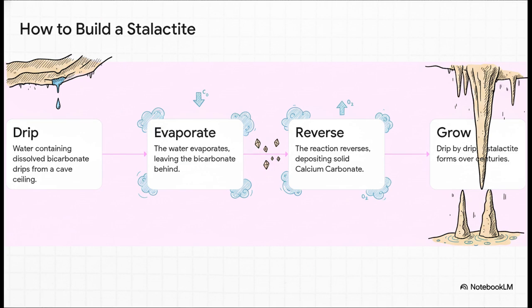When that bicarbonate-rich water drips from a cave ceiling, the water evaporates and the carbon dioxide is released back into the air. This reverses the whole reaction, turning the soluble bicarbonate back into solid calcium carbonate. And drip by drip, over centuries, that deposit grows into a magnificent stalactite. It's just a brilliant example of how the exact same chemistry can both carve and build.